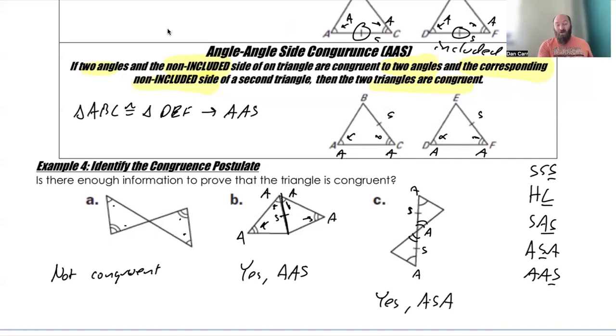So when you work through these diagrams, you're looking for which of the 5 match up. And that is actually it for today. Our whole goal is to find when our two triangles are congruent. It needs to match up to one of these 5 postulates: side, side, side, hypotenuse leg, side, angle, side, angle, side, angle, and angle, angle, side.